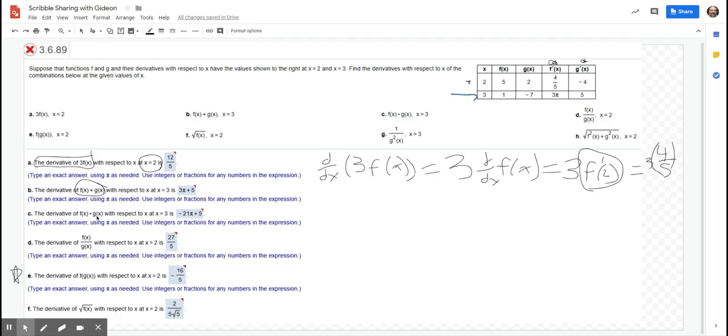D is even harder because it's the quotient rule. So that one's got some kind of difference on top with one derivative in each product and then some squared on the bottom. Crazy rule. But again, when you plug in the values, this time at 2, using the first row, all those fractions will boil down to negative 16 over 27/5.